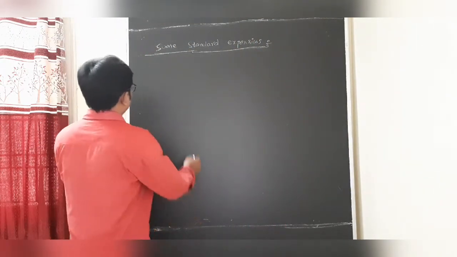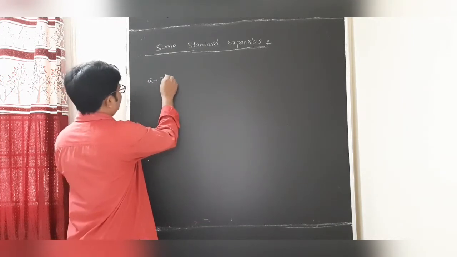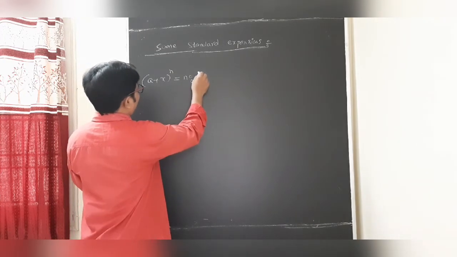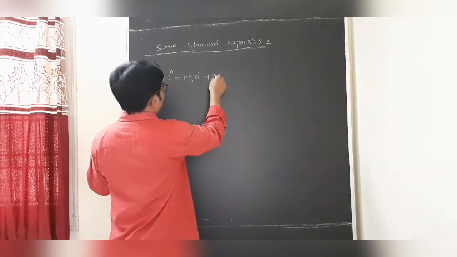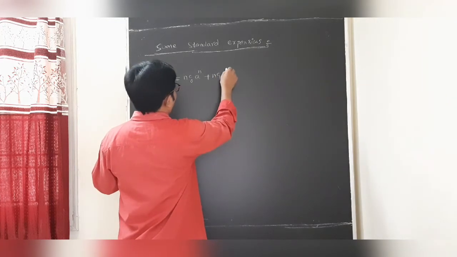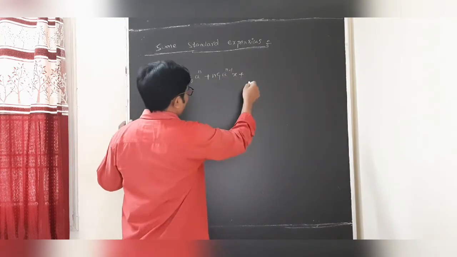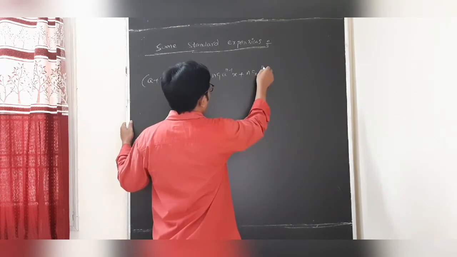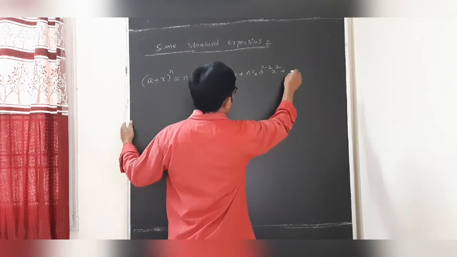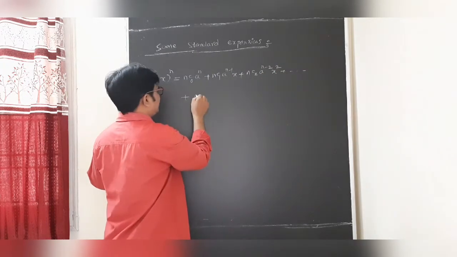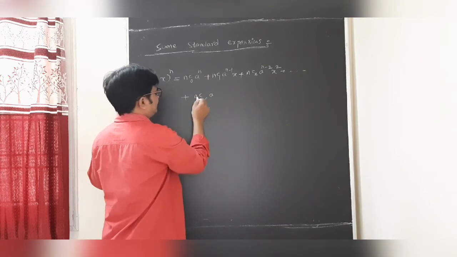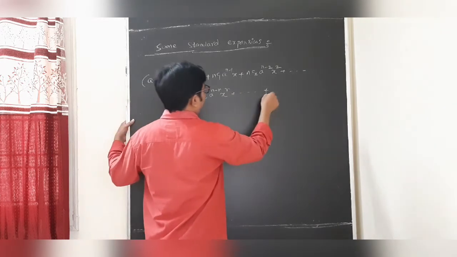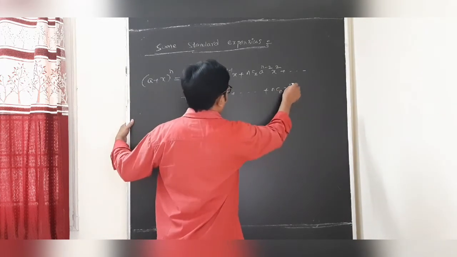Yesterday, students, when we took (a plus x) whole power n, this is what we got: NC0 a power n, after that NC1 a power n minus 1 x, then NC2 a power n minus 2 into x square. The general term is NCR a power n minus r and x power r. Finally, NCN x power n.